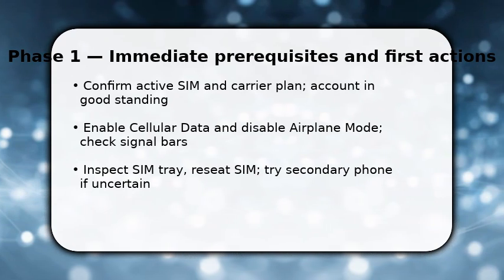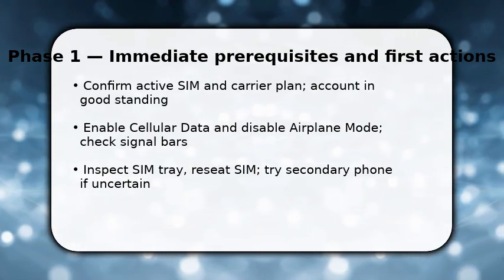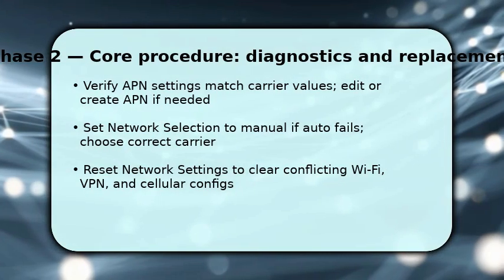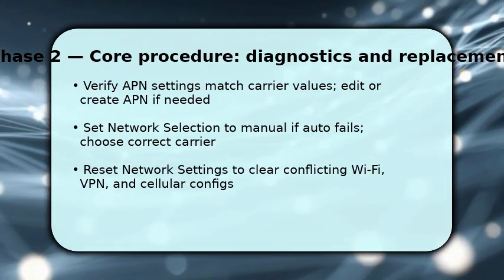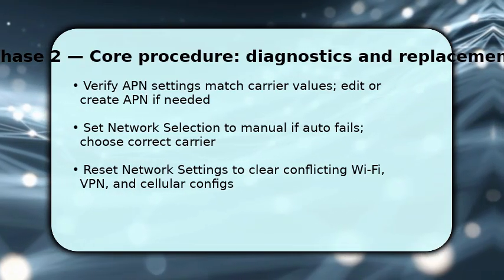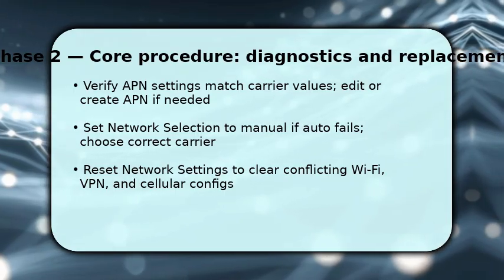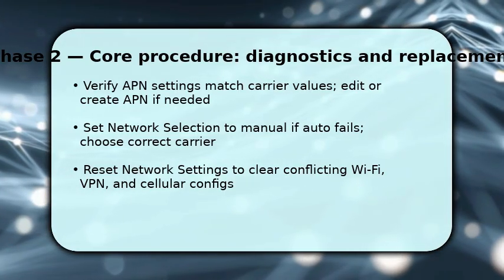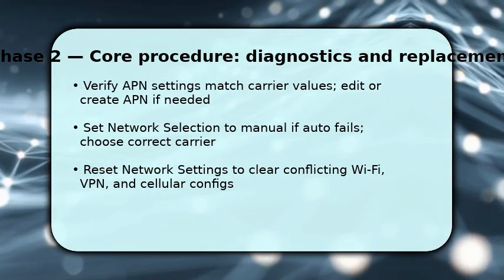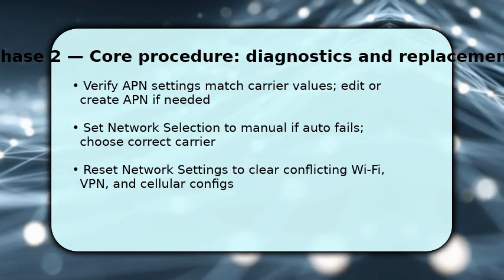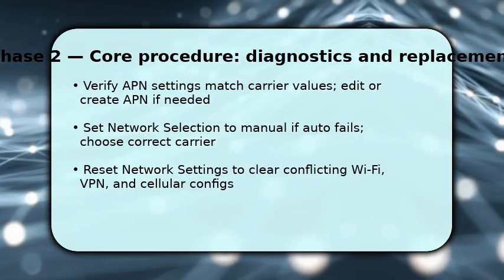Now configure the phone to talk to the carrier correctly. Open APN settings and ensure values match what the carrier requires, because a wrong APN blocks data. If auto network selection keeps failing, switch to manual and pick the correct carrier. This forces registration. Once done, consider a network settings reset to remove conflicting Wi-Fi, VPN, or cellular profiles.